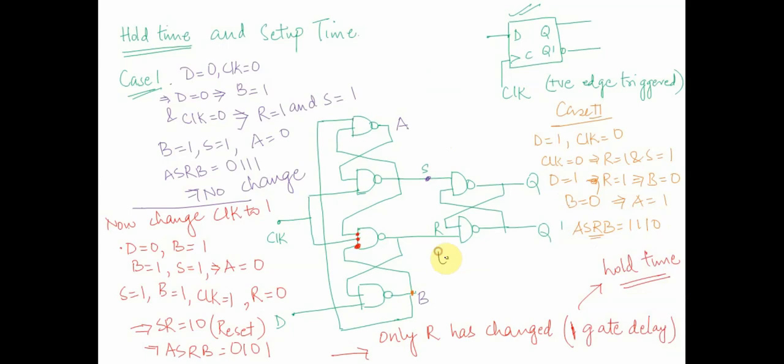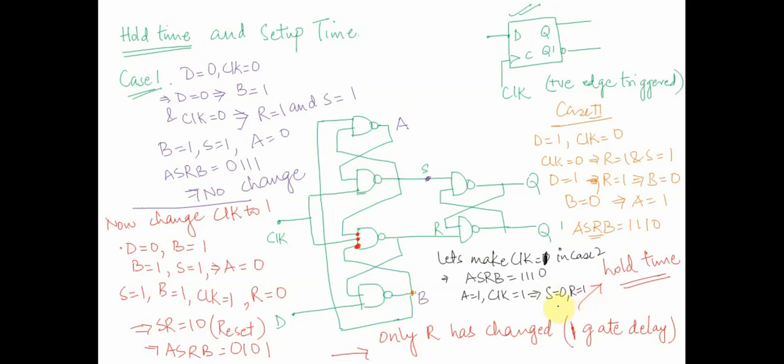Now in case 2, let's make the clock equal to 1. What would happen in such a case? My initial starting point was A S R B equal to 1110. A is equal to 1 and clock is equal to 1. A comes here, clock comes over here, S will become equal to 0, and if S becomes equal to 0, R would become equal to 1.